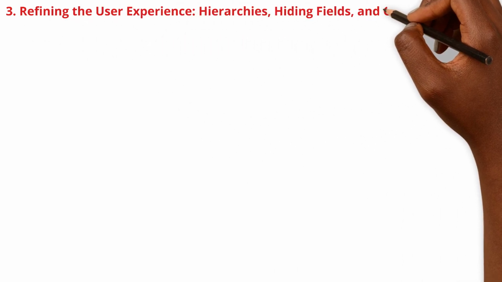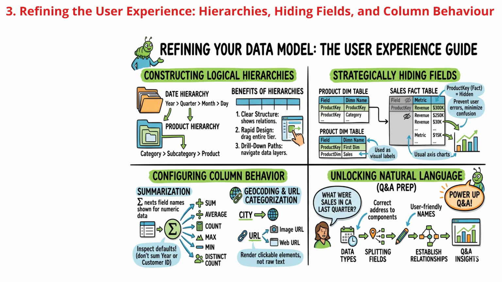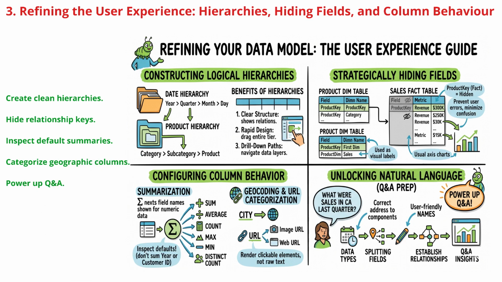Building a functionally accurate data model is only half the battle. Now it's time to refine the user experience. Group related organizational tiers into logical hierarchies to give your report creators and consumers clear, seamless drill-down paths. Next, eliminate visual clutter and prevent user errors by hiding duplicate relationship keys and background helper fields inside your fact tables. Don't forget to inspect your default column behavior so that non-calculable numbers, like years or customer IDs, aren't automatically summed up. Categorize your geographic fields and web URLs to unlock map visuals and render clickable assets instead of raw text. Finally, optimize your model with clean data types and user-friendly names to completely power up natural language Q&A insights.